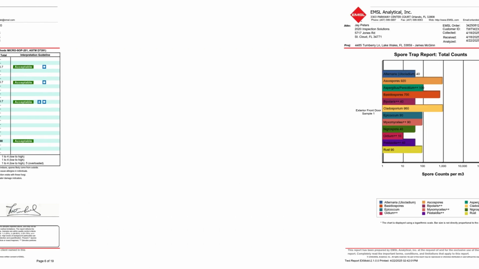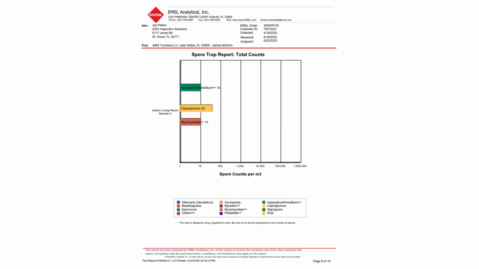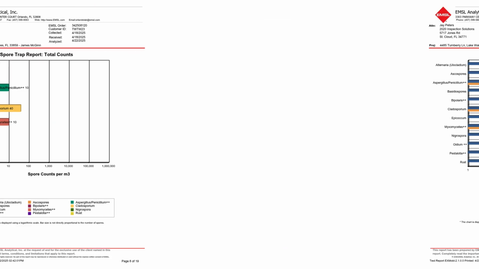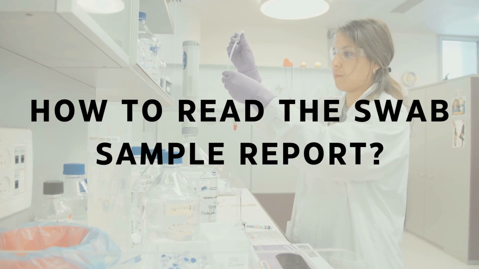Now let's take a look at pages 7, 8, and 9. These are visual summaries that make the data easier to understand. On page 7 is the outside sample, baseline. On page 8 is the indoor sample. And on page 9 is a side-by-side comparison of indoor versus outdoor. You'll see mold types listed on the left and bar graphs showing the spore counts. In this case, the indoor sample shows very low levels, which suggests no active indoor mold issues.